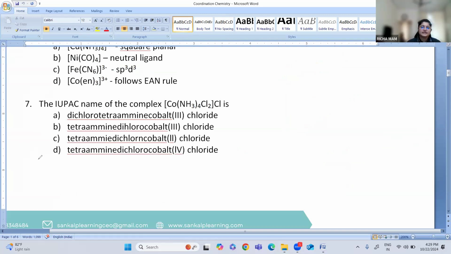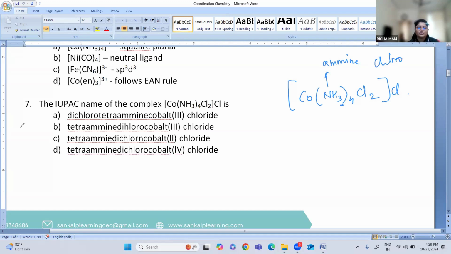The IUPAC name of the complex Co. Let me write the complex. It is a cobalt complex. You have amine, you have chlorido. Write the name now. Start with your ligands. First you have what? Amine. One is your amine. Another is your chloro. First will be your amine alphabetically. There are four amines, so it will be tetraammine. Then how many chloro? Two. So it is dichloro.